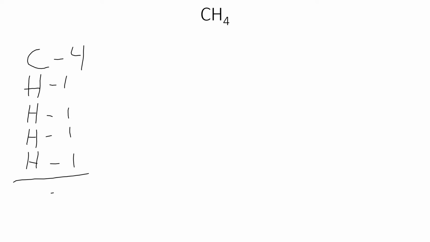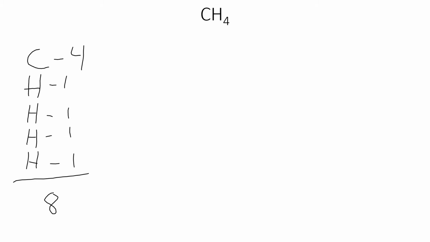So first thing is always counting up your valence electrons. I have 1 carbon and I have 4 hydrogens. Carbon, when we look on the periodic table, is in group 4A. Hydrogen is in group 1A. So we would have a total of 8 valence electrons we would need to place.